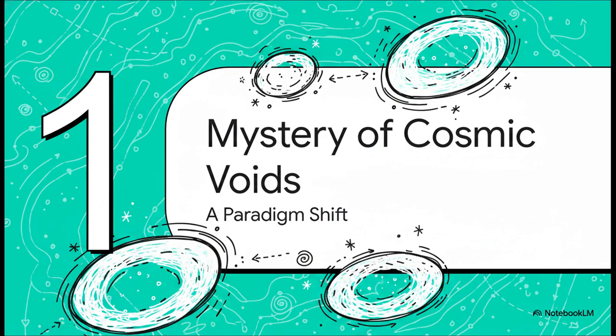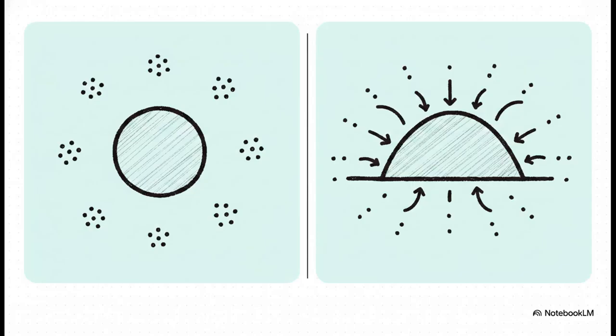So let's kick things off with Section 1, the mystery of cosmic voids. Now, standard cosmology, specifically the lambda CDM model, treats these voids as passive statistical underdensities. Basically, the idea is that matter clustered together over billions of years, and it just left behind these big empty pockets. And to be clear, the standard model isn't entirely wrong. It does a great job explaining a lot of what we see.